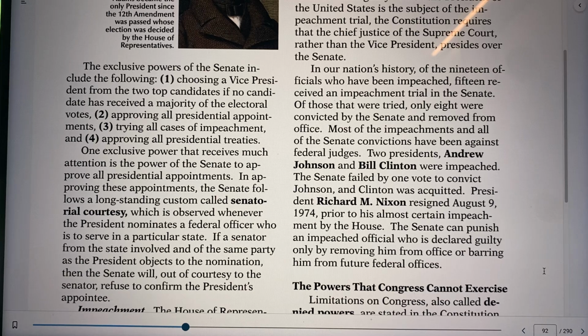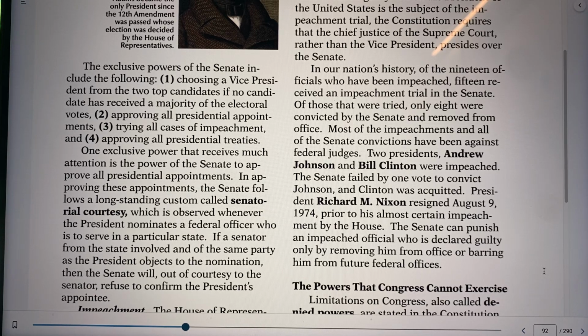Number 1 was President Andrew Johnson. After Lincoln was assassinated, Johnson became president. And he too was impeached by the House of Representatives, and then the Senate failed by only 1 vote to remove him from the presidency. So that was Andrew Johnson, the 17th president of the United States. He didn't get removed, but only because of 1 vote.